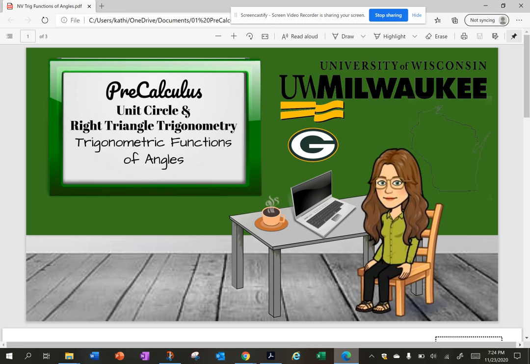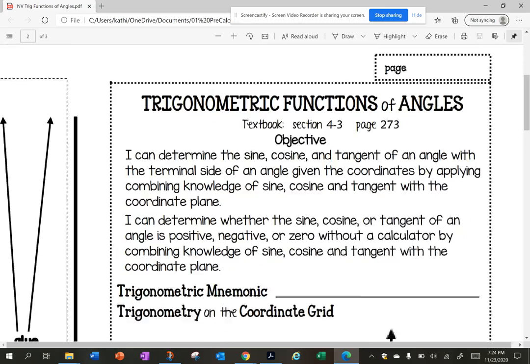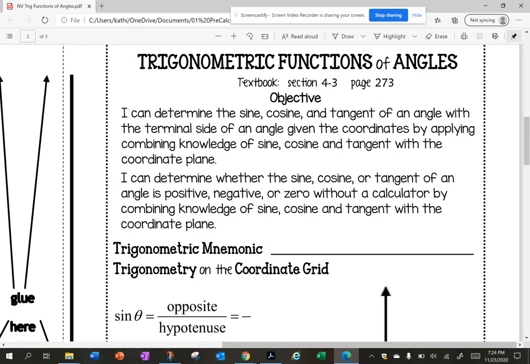Today's lesson is trigonometric functions of angles. What is my learning objective today? I can determine the sine, cosine, and tangent of an angle with the terminal side of an angle given by the coordinates by combining knowledge of sine, cosine, and tangent with the coordinate plane.